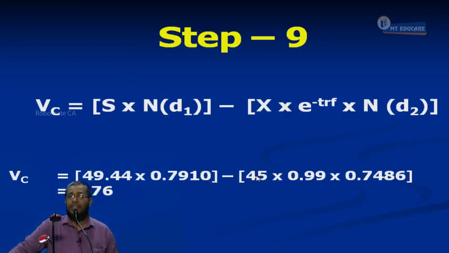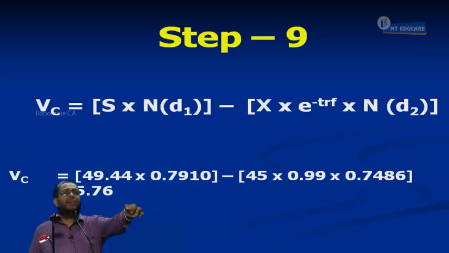45 into 0.99. What is 0.99? E power minus TRF into 0.7486. What is 0.7486? ND2. If I simplify, I will be getting 5.76. This is the value of the call on what stock? Dividend paying stock.